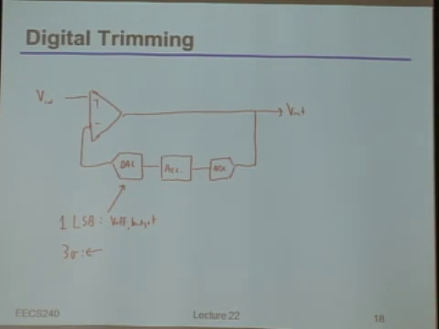All right, so now here's actually a much more interesting question. How many bits of resolution do you need in that ADC?